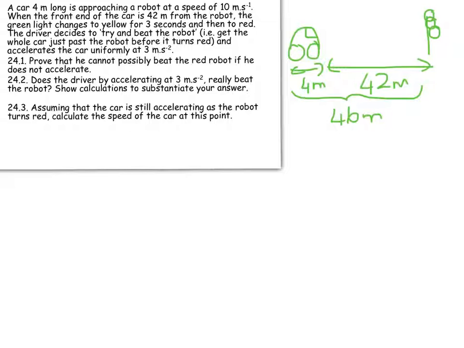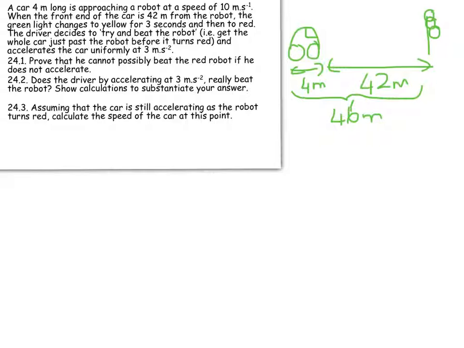The green light changes to yellow for 3 seconds and then to red. The driver decides to try and beat the robot. Gets the whole car past the robot before it turns red, in other words 46 meters, and accelerates the car uniformly at 3 meters per second. Firstly, prove that he cannot possibly beat the robot if he does not accelerate.